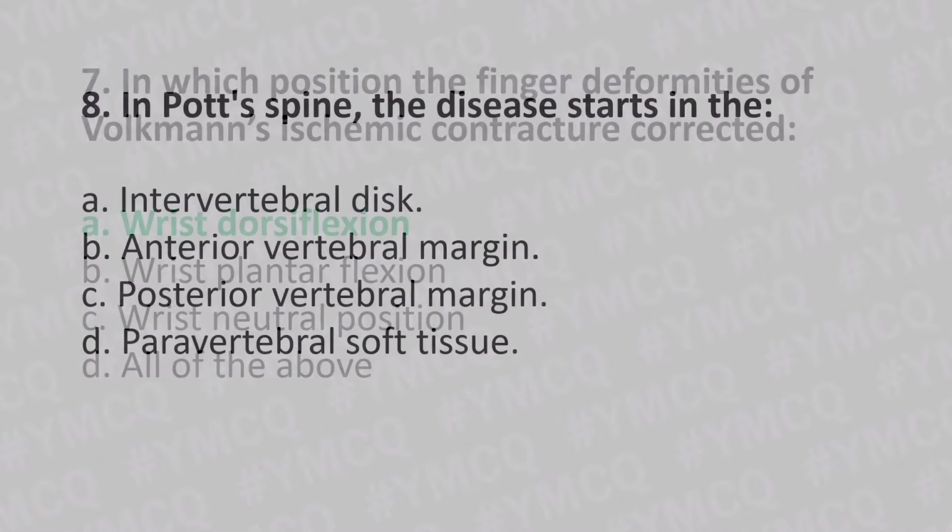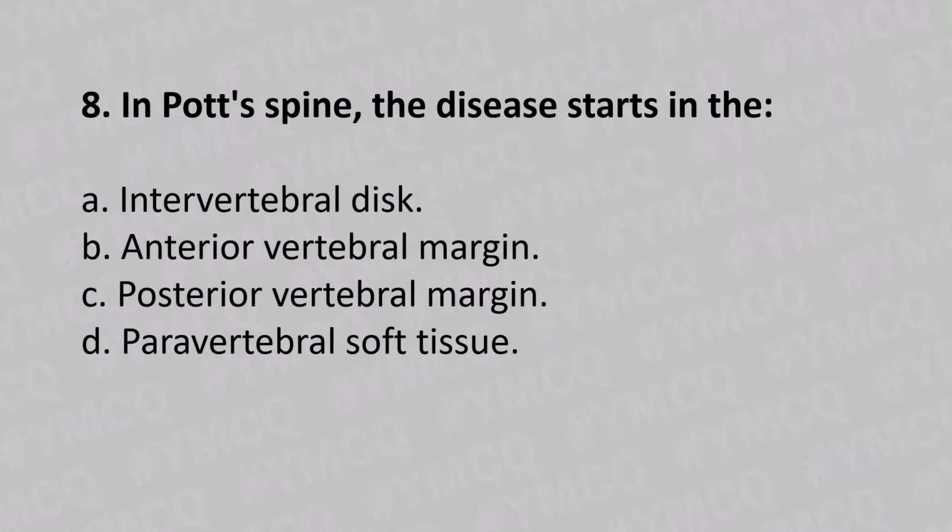Moving to our eighth question, in Pott's spine the disease starts in the option A, intervertebral disc, option B, anterior vertebral margin, option C, posterior vertebral margin, option D, paravertebral soft tissue. And the answer is option B, anterior vertebral margin.